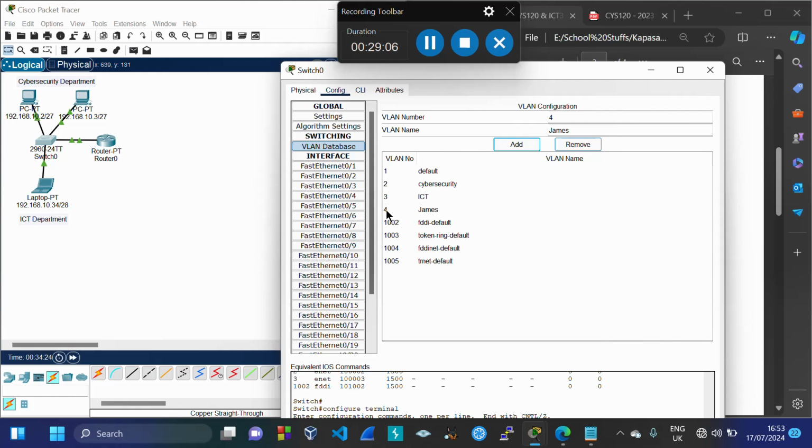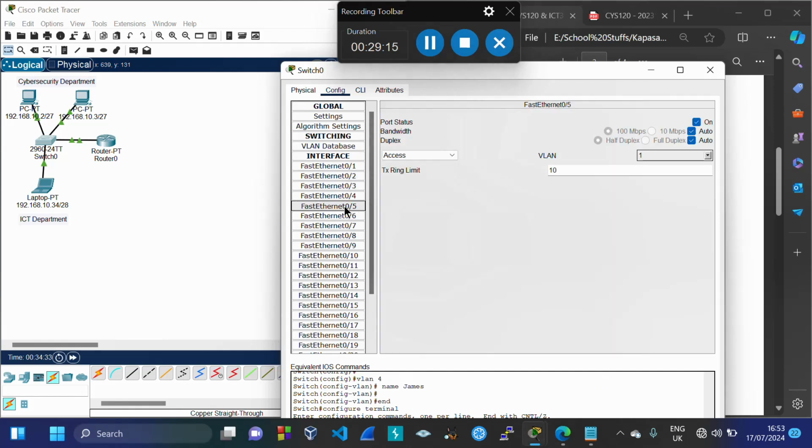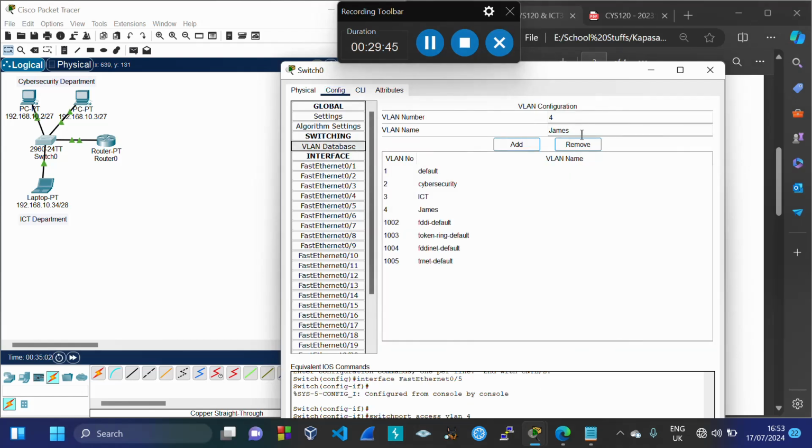But in case I want to assign a port number to this VLAN called James, I would choose a port. For example, we haven't used port 5. I'll choose port 5. Then I'll select that particular VLAN, which is James. Then it means that at that point I've created VLAN 4 and I've assigned an access port, which is port 5, to that particular VLAN. But if it was a trunk, I would just select it from access to trunk. So since that was just an example, I'll remove it from my VLAN database, select, then we remove.